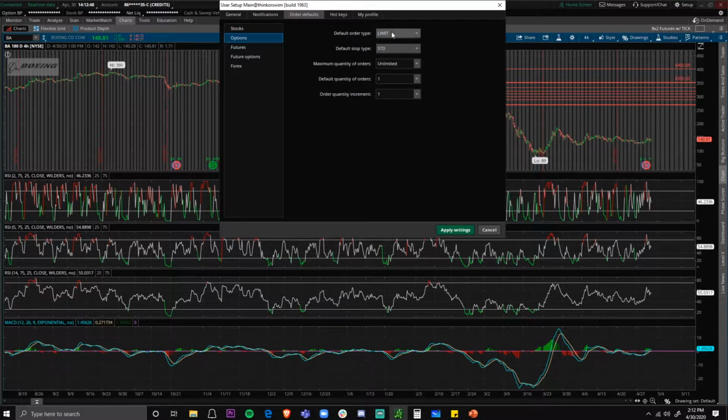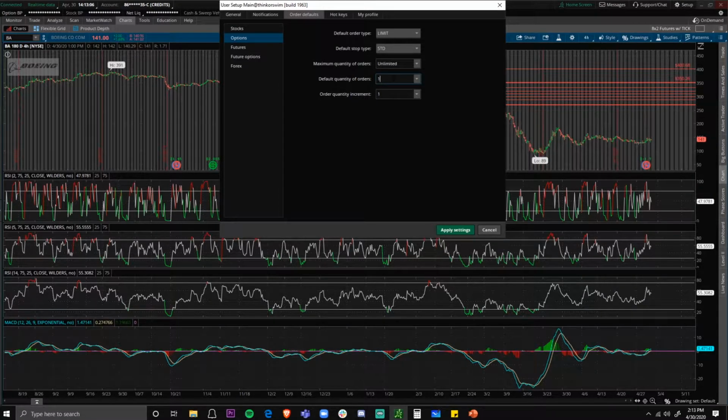For options, same thing, limit and standard. You can change your default stop type to bid and ask, but I put it on standard. Default quantity orders, you can do 1 through 100, 1,000, whatever. For the new beginners, I do recommend you put your quantity orders on 1. You can always change that.